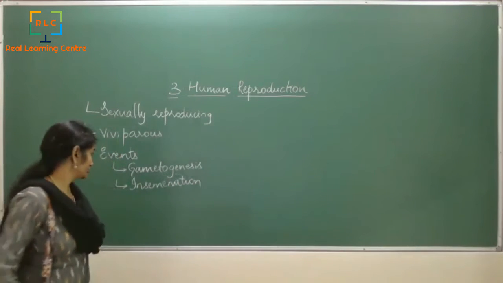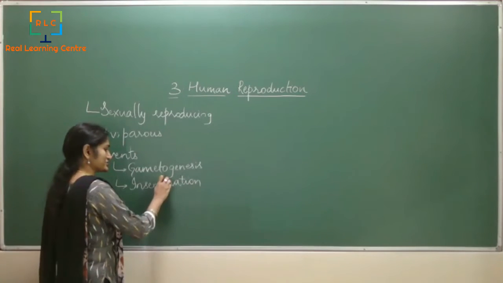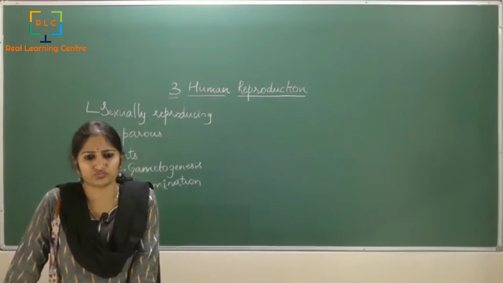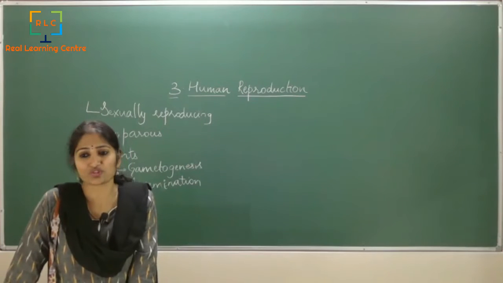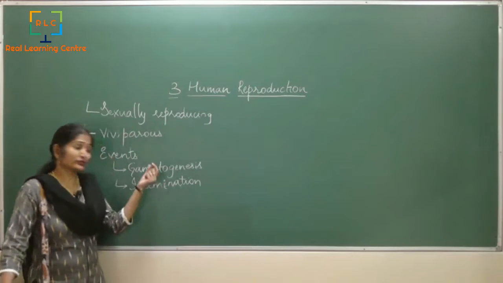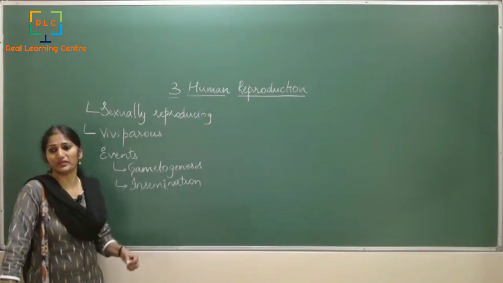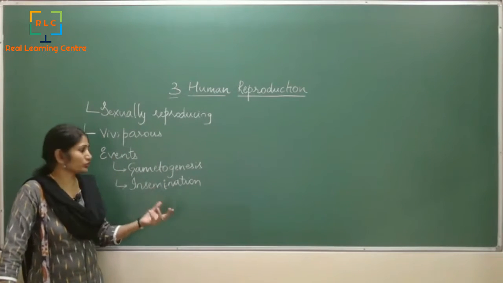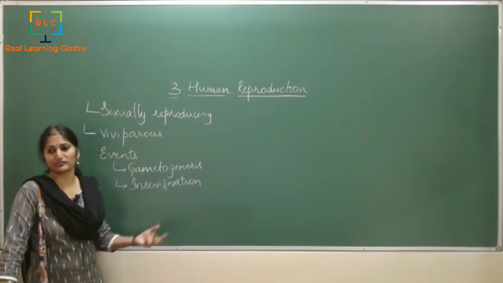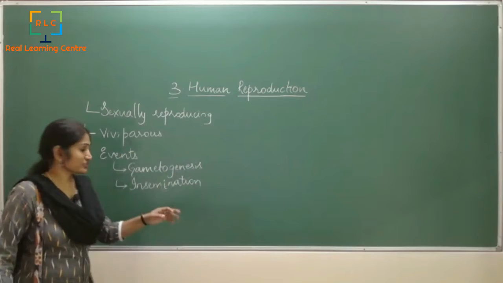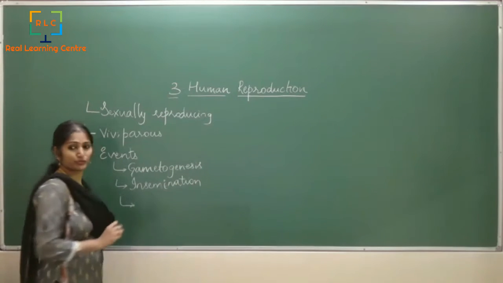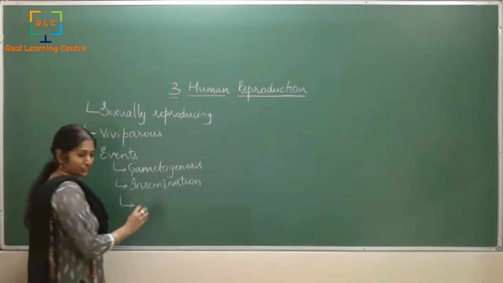Then comes our next part, which is called insemination. Insemination basically means a process very similar to what we saw in plants, where it was pollination. Here there is transfer of the male gamete, not to the female gamete, but to a place very close to where the female gamete is. That is what we call insemination. And then the third important process is fertilization.